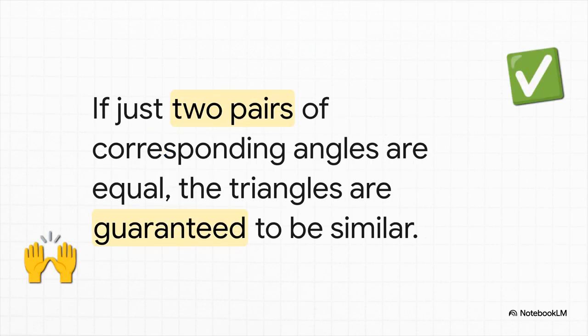And finally, my personal favorite because it's usually the easiest, AA, angle, angle. If you can prove that just 2 pairs of matching angles are equal, that's it, you're done. The triangles have to be similar. And why is that? Well, think about it. If 2 angles in a triangle match, the third one doesn't have a choice. It has to match too.